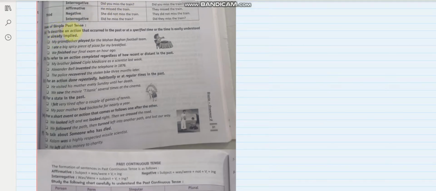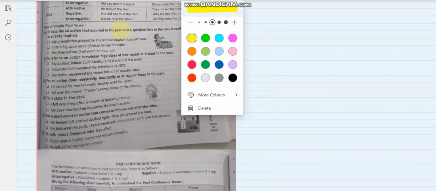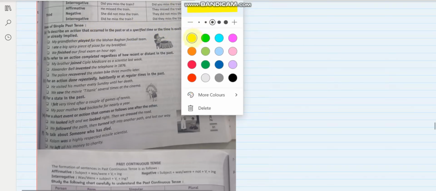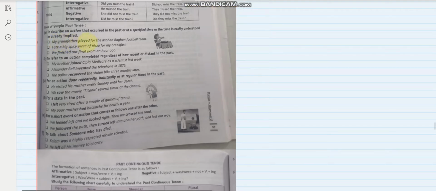The very first one is to describe an action that occurred in the past or at a specified time or the time which is easily understood. So, I hope this is clear to you. Okay. Secondly, let us take an example here. My grandfather played for the Mohan Bagan football team. I ate a big spicy piece of pizza for my breakfast.